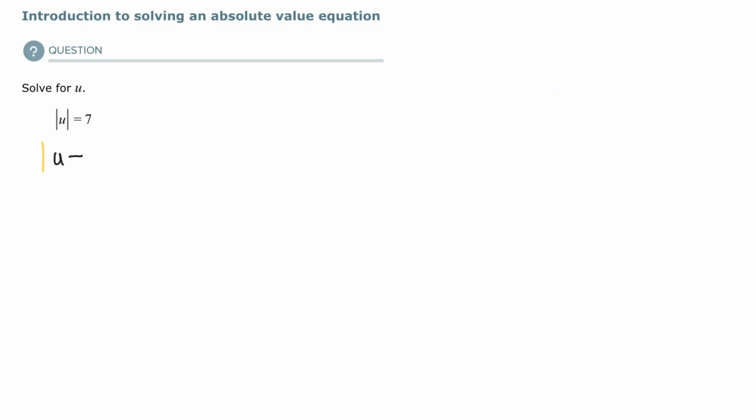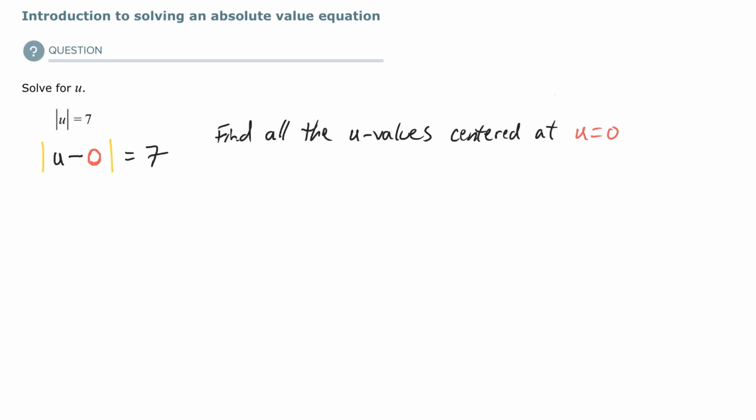minus 0 is our center. And it's equal to 7. So we need to find, what this really says is find all the u values centered at u equals 0 that are exactly 7 units away.